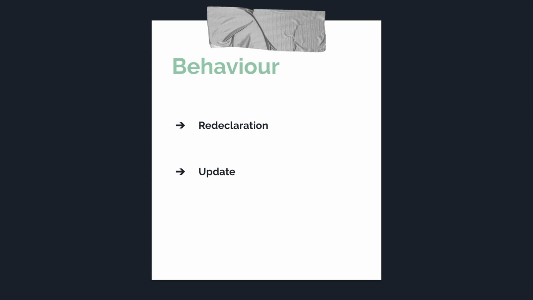Now the second one is behavior. Behavior is mainly related to the redeclaration and update of variables declared using any of those methods. In behavior, we will be mostly talking about how a variable would behave if I try to redeclare that variable or update that particular variable. So there are differences in terms of behavior if I declare a variable using var or let.